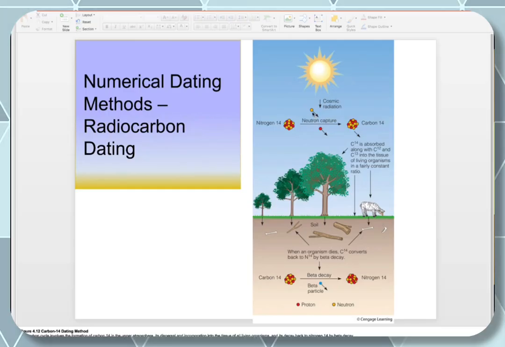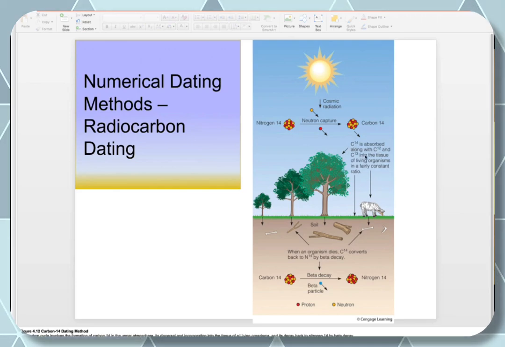And so carbon is a component of carbon dioxide. As long as the plant is alive, it's going to be absorbing carbon that has some carbon-14, right? Most of it's going to be carbon-12, maybe a little bit carbon-13, but most of it is 12, but it will get some of that 14. And as long as it's alive, it's getting a constant supply. Every time it does photosynthesis, it's getting that supply of carbon-14.